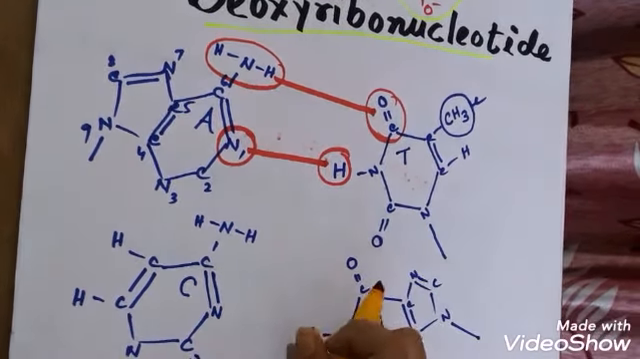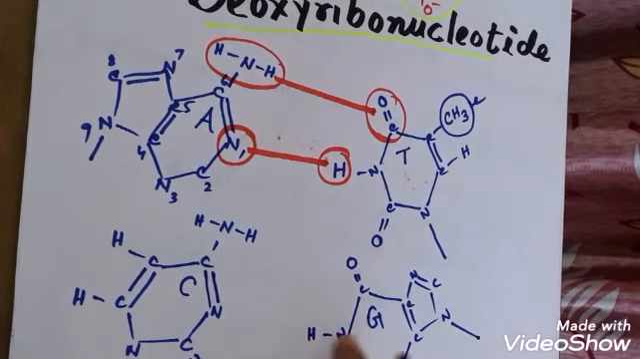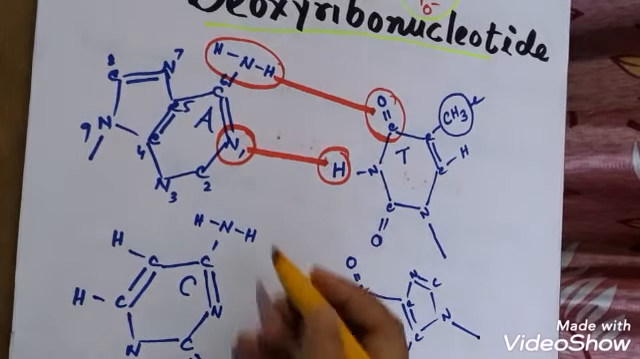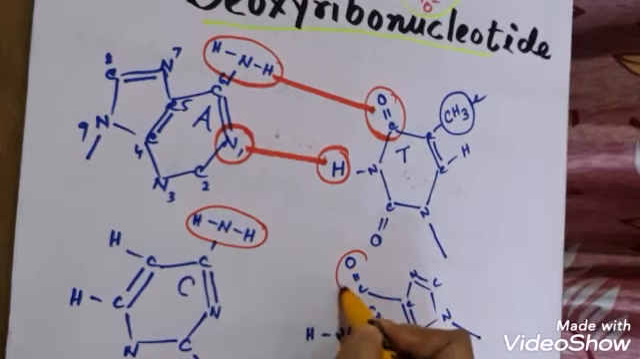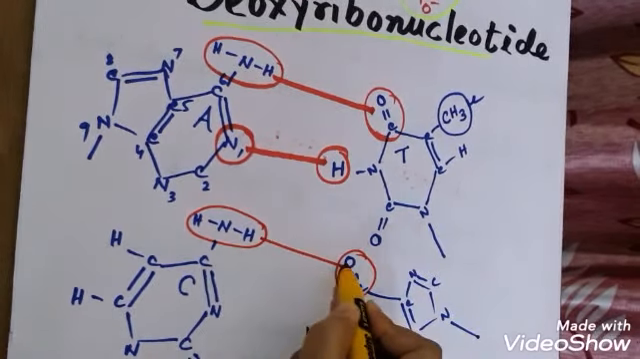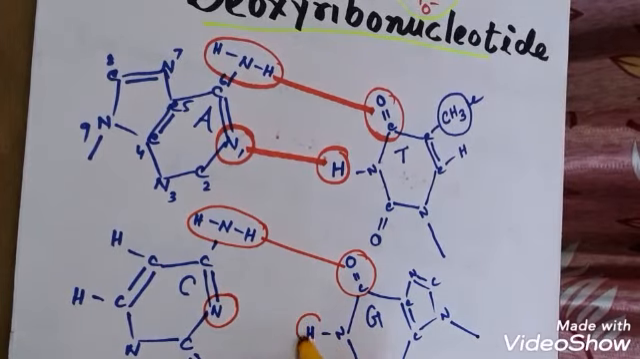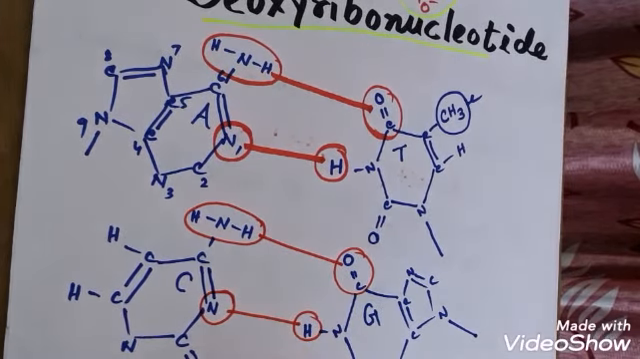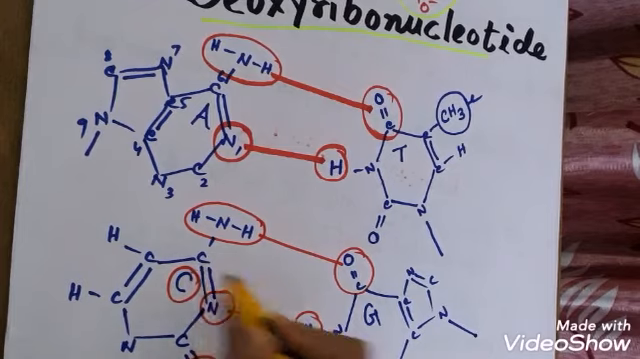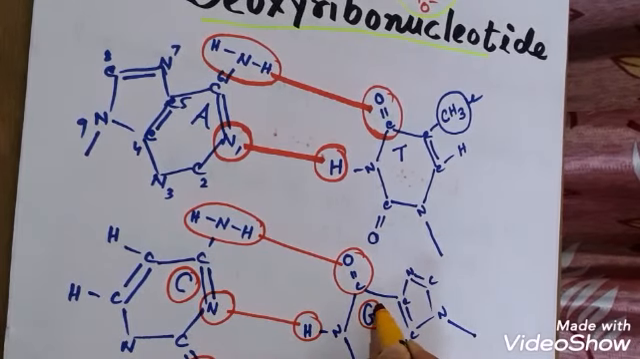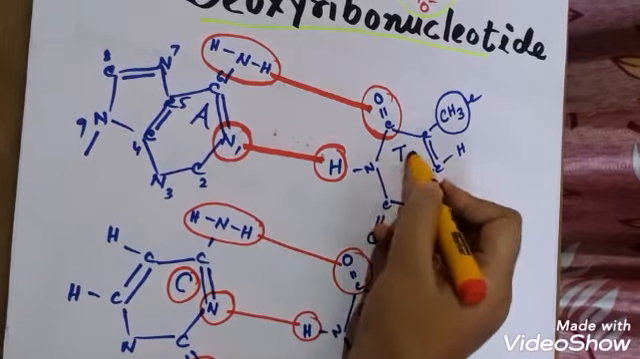Now C and G have 3 hydrogen bonds similarly with those groups 1, 2 and 3. So the CG bond is more stable than A and T.